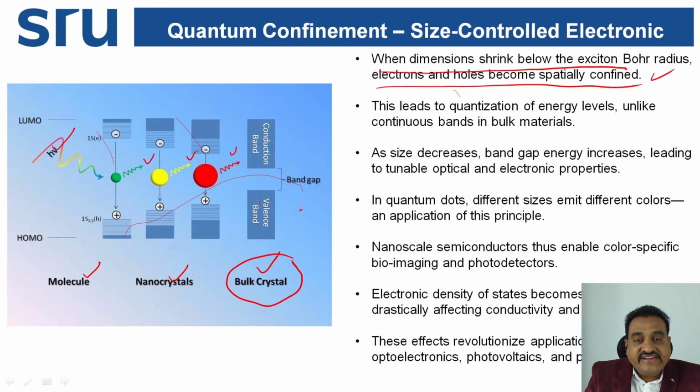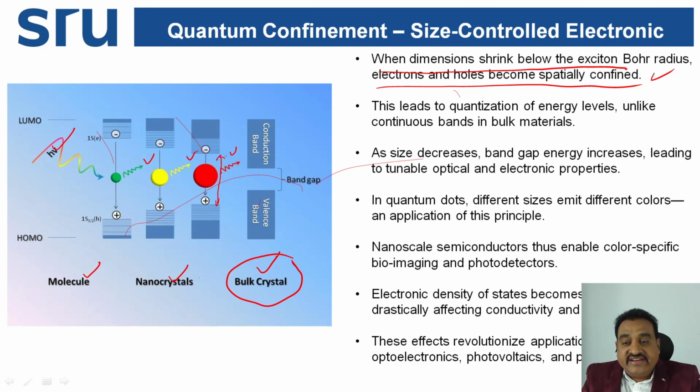As the size decreases, band gap energy increases. You see here, from here to here, it is increasing, leading to tunable optical and electronic properties. In quantum dots, different sizes emit different colors, an application of this principle we can observe. Nanoscale semiconductors thus enable color specific bioimaging and photodetection.